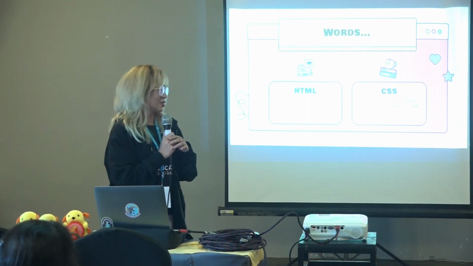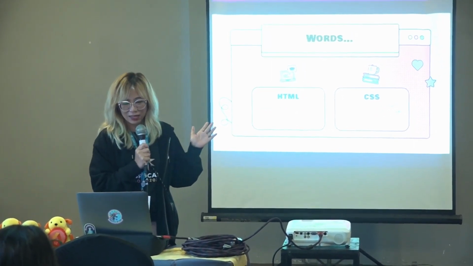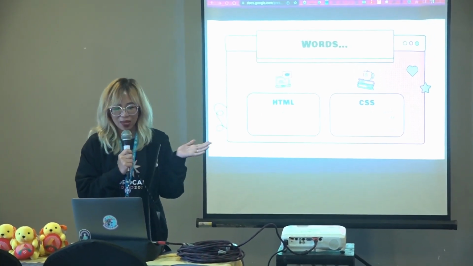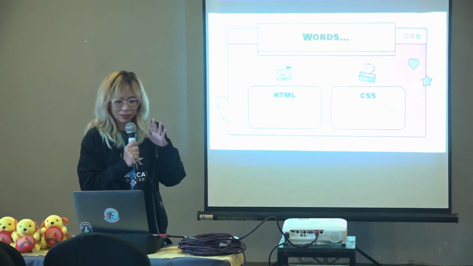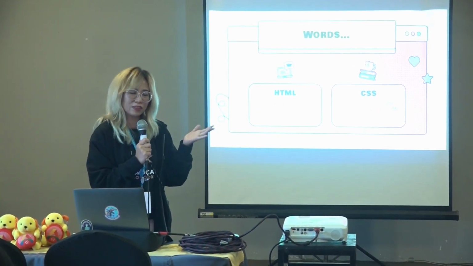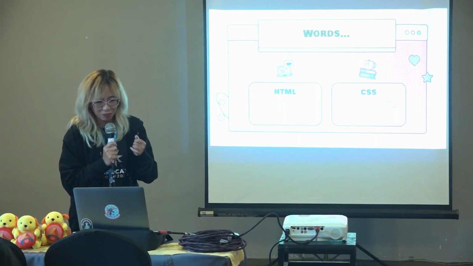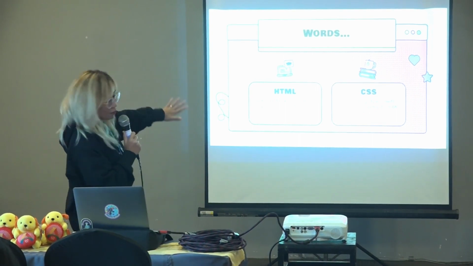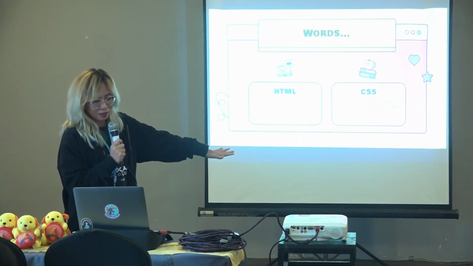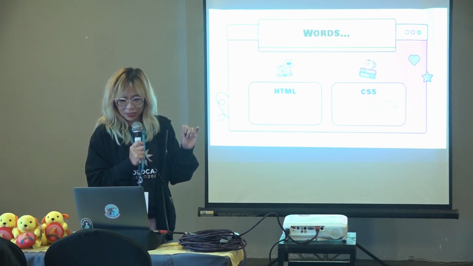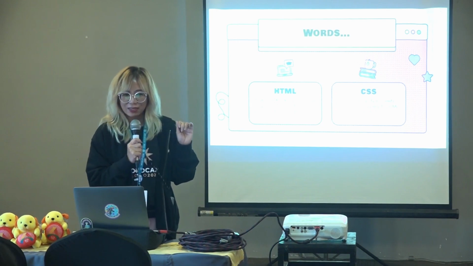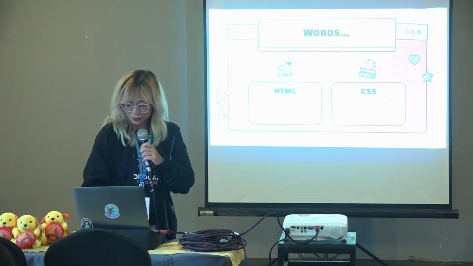CSS, on the other hand, or cascading style sheets, is like the magic paint and decorations for the web. It makes websites look beautiful with colors, fonts, and stylish arrangements. So, HTML gives structure, while CSS adds visual appeal. Together, they let us create amazing websites.